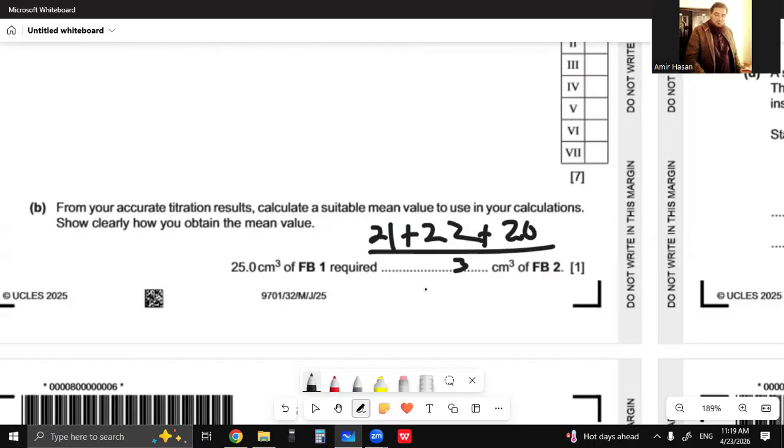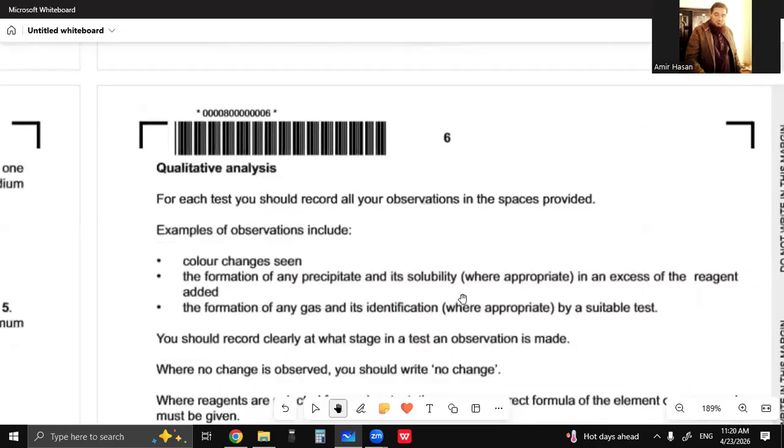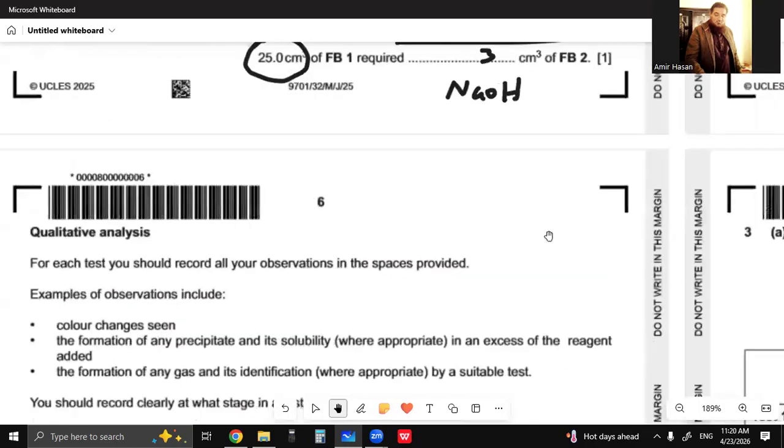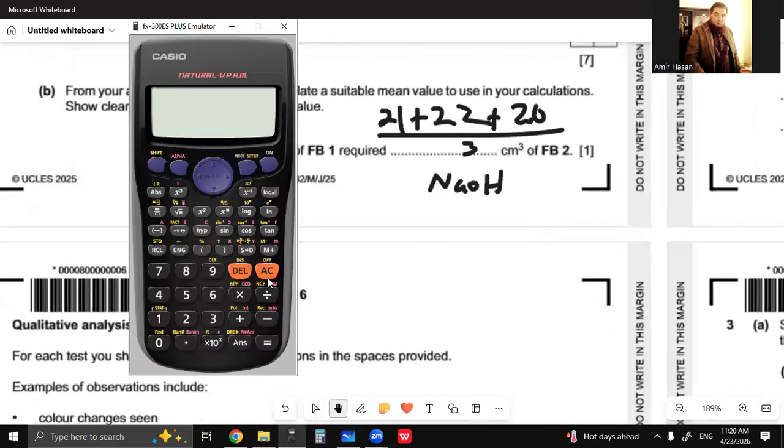Now this is the volume of the NaOH which you are mixing in the 25 cubic centimeter of FB1 present in the conical flask, and you are mixing. Now NaOH reading coming here, and you note down what is the volume coming, average volume coming. You add these 3 and then divide by 3. Now check what is coming. This is a supposed reading, okay? I'm not performing the practical here. This is a supposed reading.